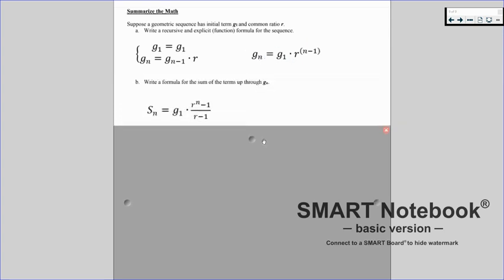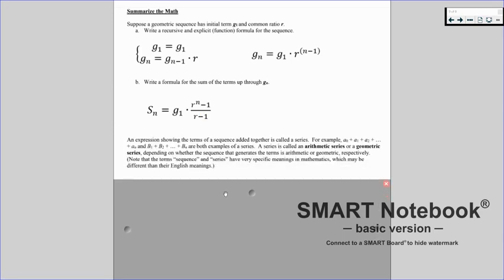For the sum, there's our sum formula that we generated back on number 2, part E. So S sub n equals the first term times r to the number of terms there are, minus 1, over r minus 1. So that'll be the formula that we use. That would be on our formula bank as we continue on.